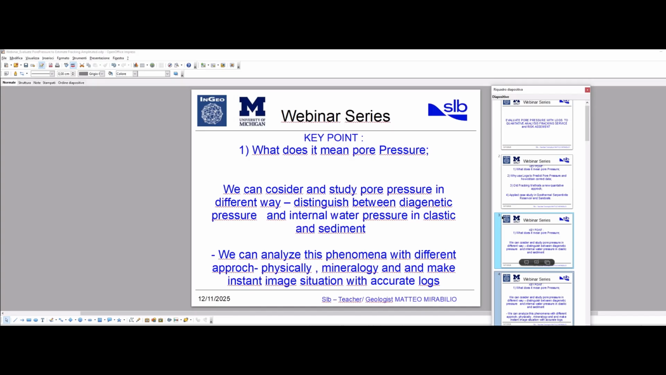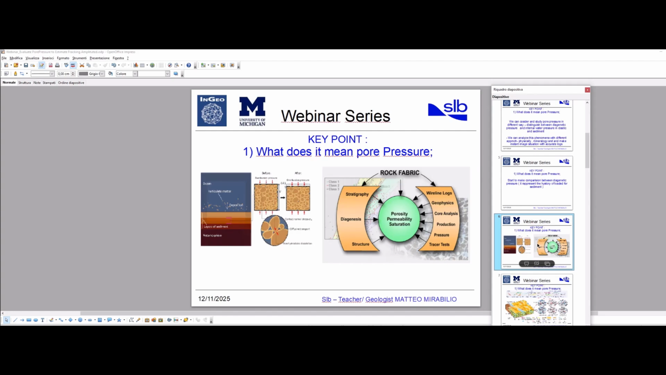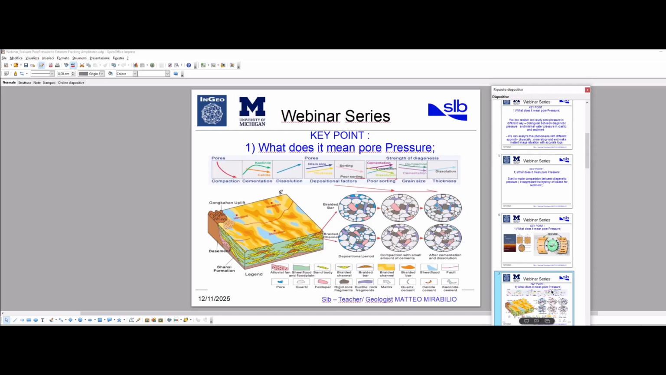But after, in the static condition, when we have just realized the well, you need to study the pore pressure. We can analyze this phenomenon with different approaches, physically and mineralogically, and make an instant image of the situation with accurate logs and correction. So let's start to make a comparison with this image, which clearly represents the diagenetic phenomena and how they create the pore and the pore pressure.